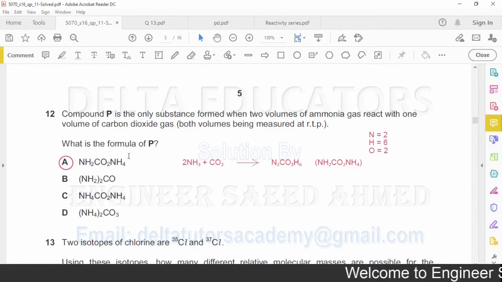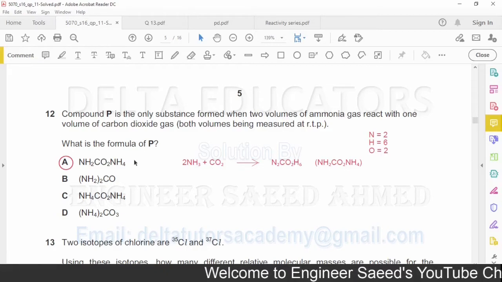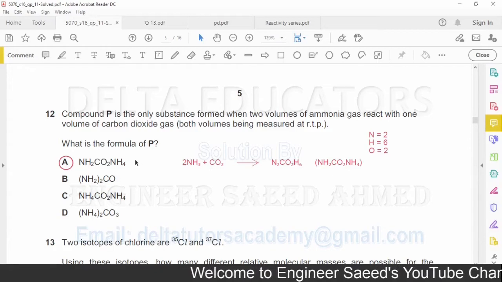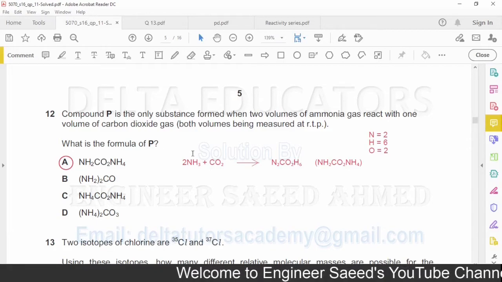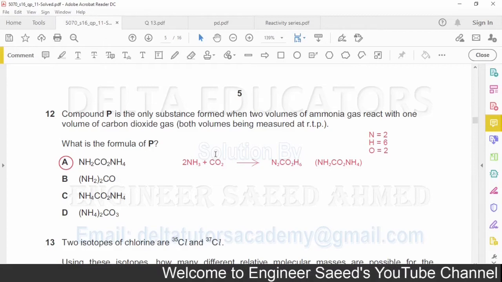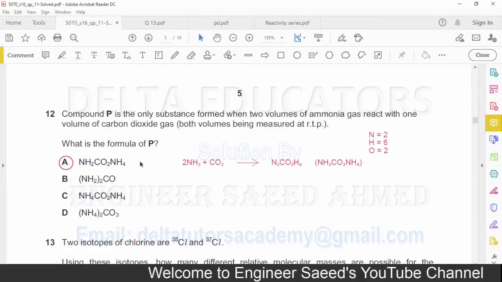In option A, the chemical formula given has 1 and 1, total 2 nitrogen. Here we have 1 carbon and 2 oxygen. The compound formed has 1 carbon and 2 oxygen. Here we have 2 hydrogen and 4 hydrogen, meaning the total number of hydrogen is 6, and the compound that should be formed has 6 hydrogen. So the number of atoms is the same in option A for the compound formed by the reaction between ammonia and carbon dioxide. So our correct option is option A.